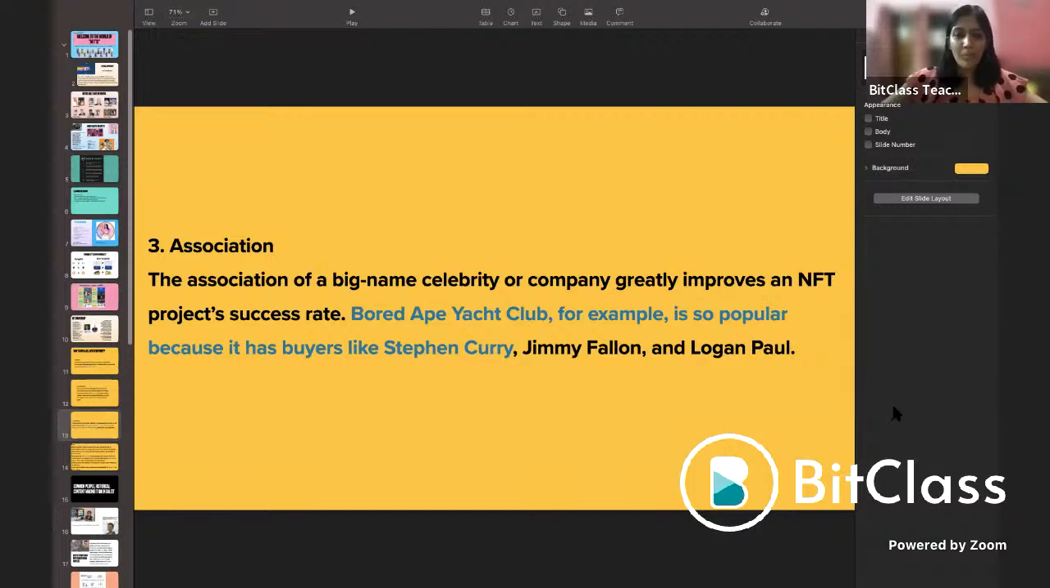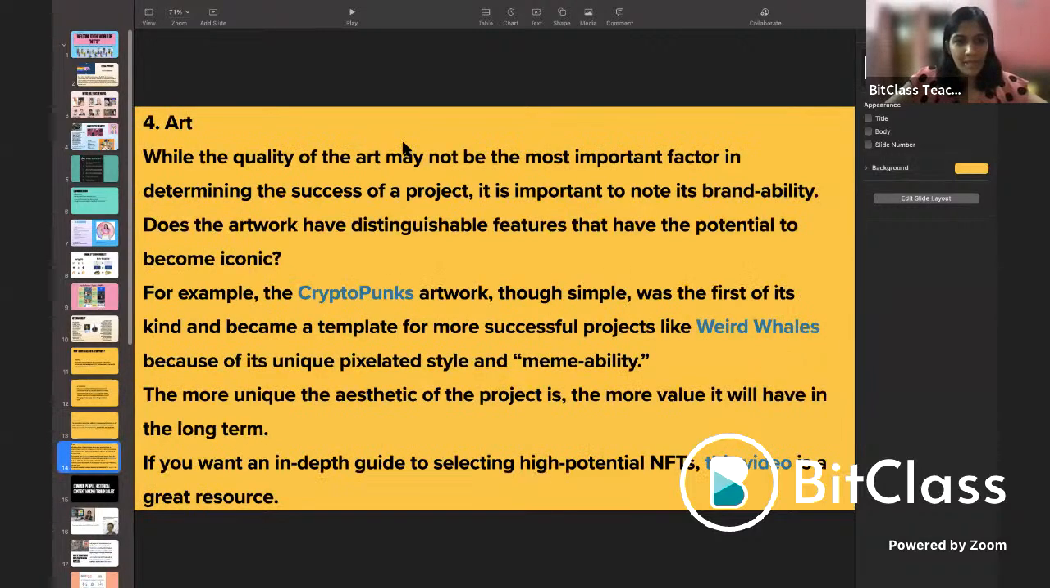Now, let us come to the fourth parameter, art, the quality of the art. Let me give you another real life example. You guys must be familiar with board exams in India.